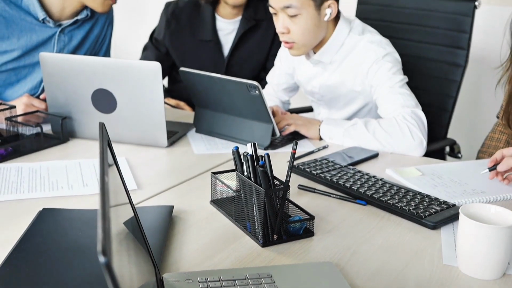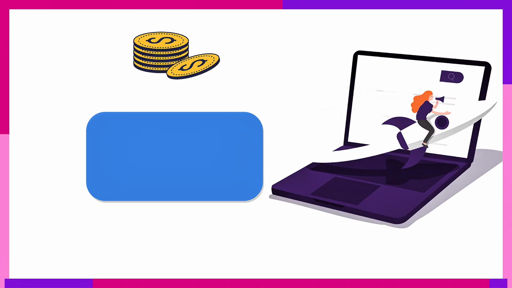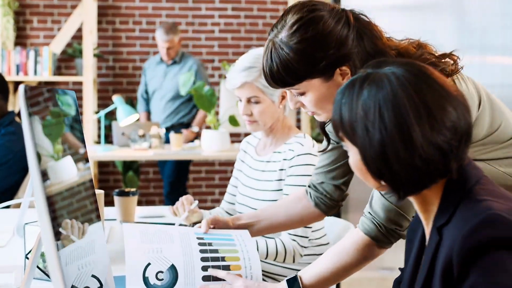Key deadlines and who must join. Now let us talk about who needs to join MTD for income tax and when. The government has set phased deadlines over the next few years. April 6, 2026, income over £50,000. If you are self-employed or a landlord and your total business and property income is above £50,000 per year, you will be required to follow MTD for income tax from April 2026. Essentially, this means the tax year starting April 6, 2026 will be the first where your quarterly digital updates are mandatory for that income group.